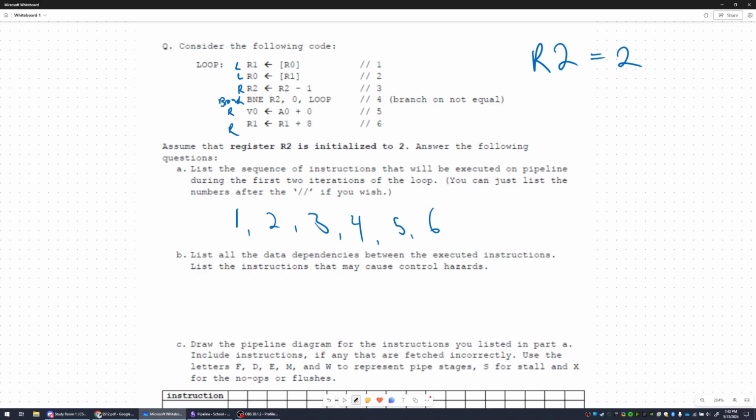But then we'll see what the values are. R1 will have some value, and then R1 gets that value. R2 is initialized to 2, so 2 minus 1 equals 0. It doesn't matter for this question because he didn't mention it, but let's say there was a branch predictor taken, then you wouldn't fetch 5 and 6, you would fetch 1 and 2 after line 4, right?